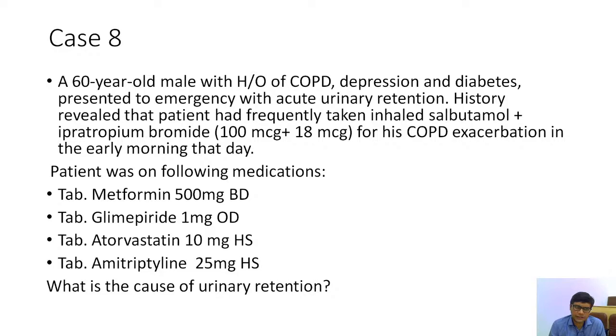Now this is the last case. A 60-year-old male with a history of COPD, depression and diabetes, who presented to the emergency with acute urinary retention. Now multiple comorbidities are there, very possibly in an elderly patient, and some very commonly encountered illnesses are there: COPD, depression and diabetes. So you can already guess that the patient must be taking multiple medications.